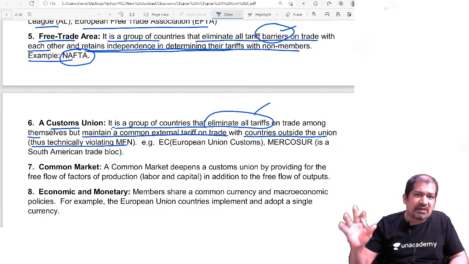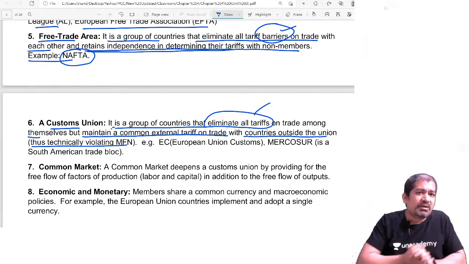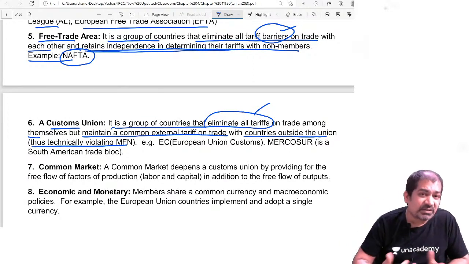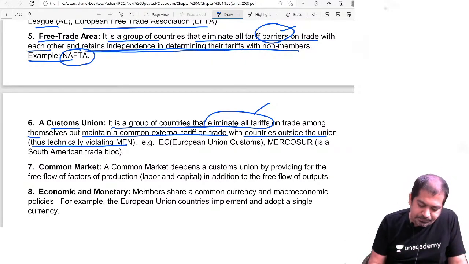So what is happening? The relevance of WTO is slowly coming down because the member countries of the WTO are coming outside the WTO and forming regional trade agreements. And what is the reason for the same? We'll see later on in this particular topic.